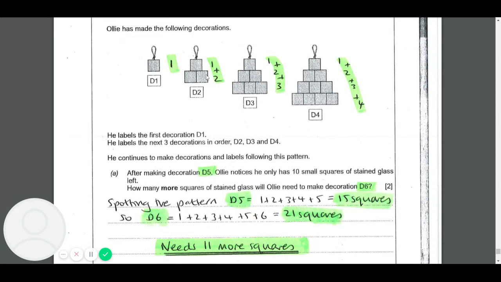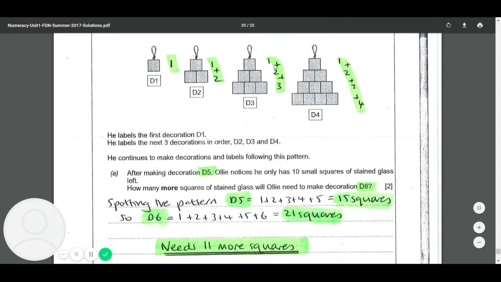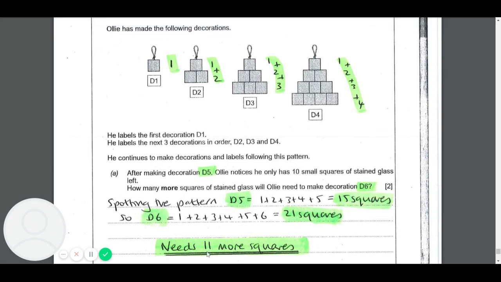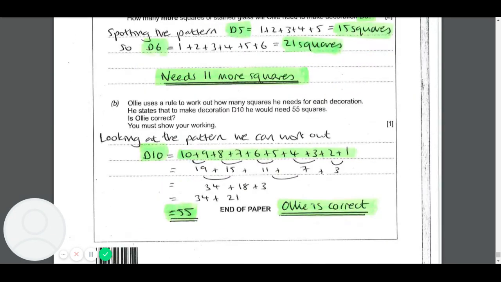So, look at the pattern. 1, so 1 square. 1 plus 2, 3 squares. 1 plus 2 plus 3, that's going to be 6 squares. Add 4 on, it's going to get us 10 squares. Add 5 on, it's going to get us 15 squares for D5. And then the next row is going to be another 6 squares, 21 squares for D6. If he only has 10, he's going to need 11 more.